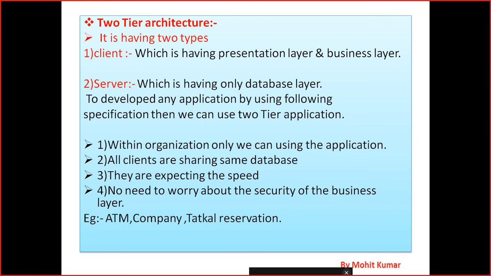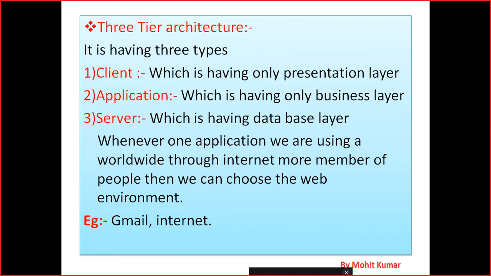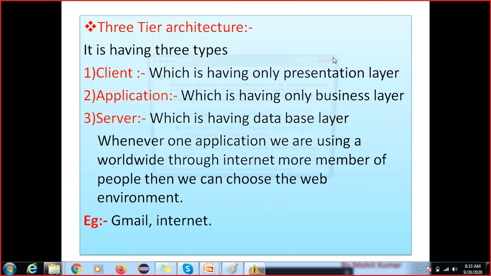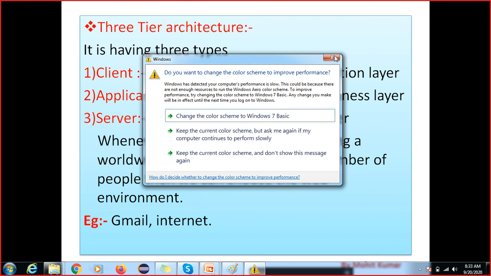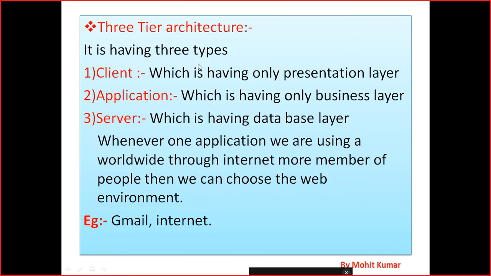Some of the things are here and some of the things are there. Just remember, one is your client and one is your server. So here we have client, application, server. That is called three-tier architecture, which has three layers: the presentation layer, the business layer, and the database layer. So here we have all the layers.